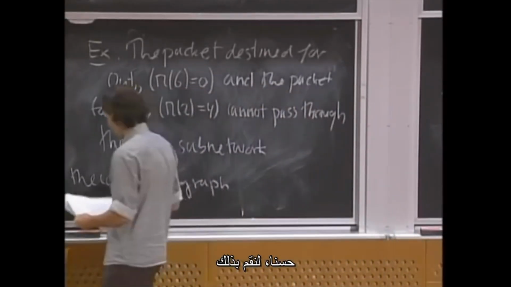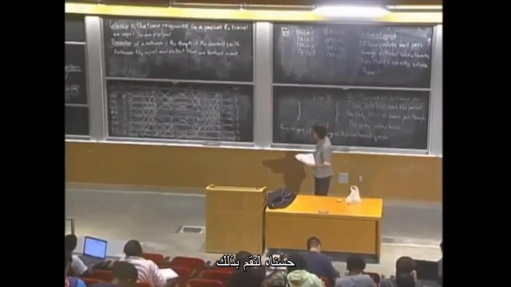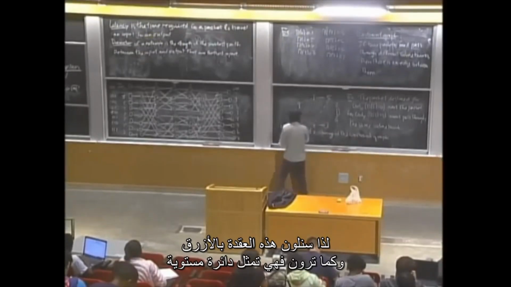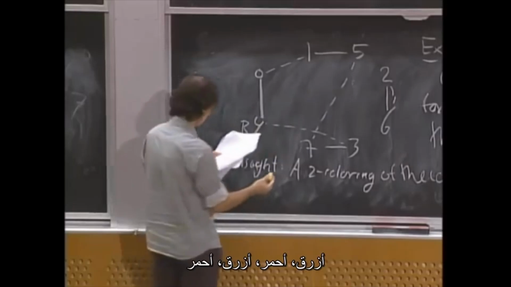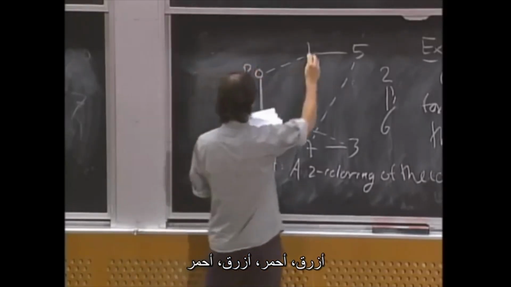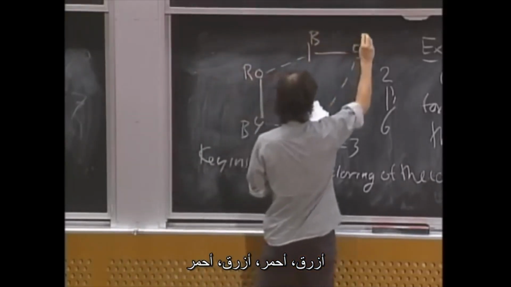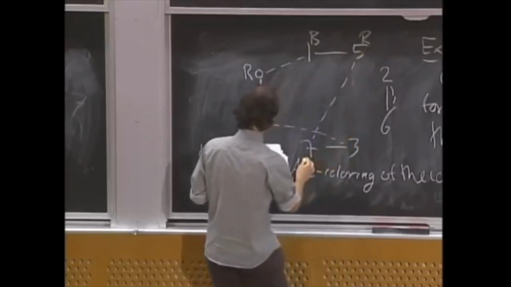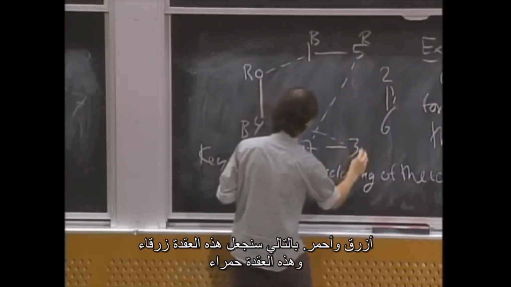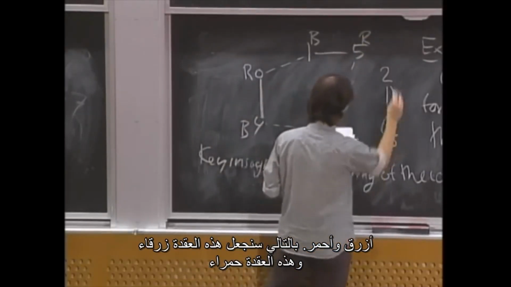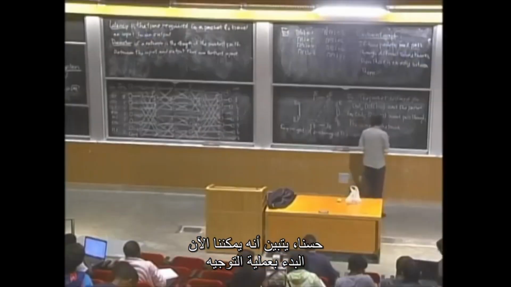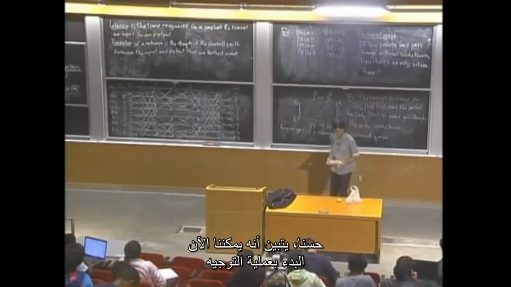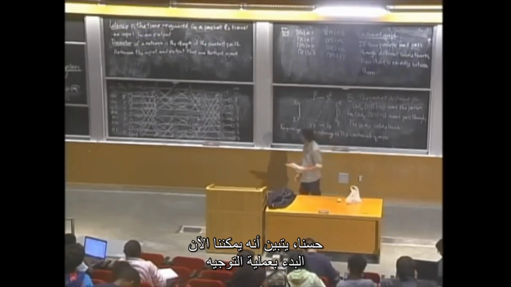Okay, so let's do this. So we will color this one blue. As you can see, this is an even cycle. Blue, red, blue, red, blue, and red. We'll make this one blue and this one red. Well, it turns out that we can now start our routing process.